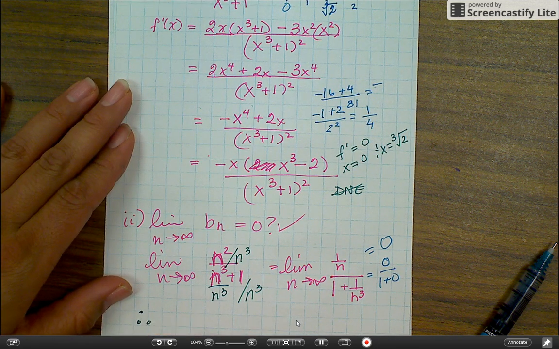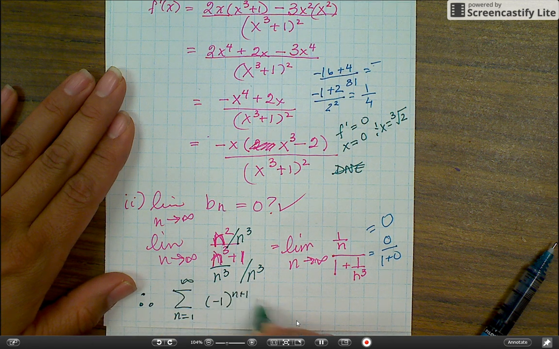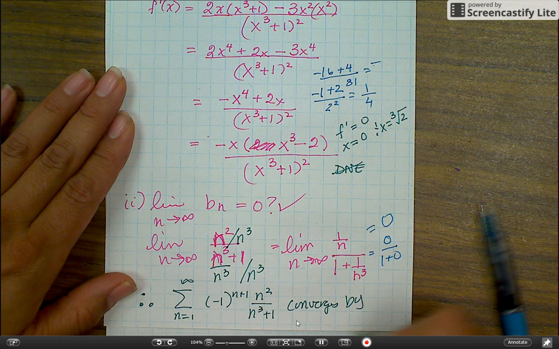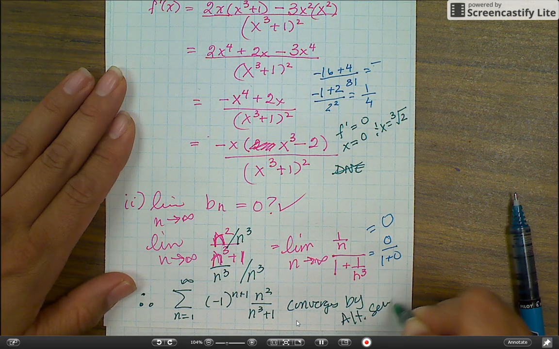So therefore, this guy, the sum from n equal to 1 to infinity of negative 1 to the n plus 1, n squared over n cubed plus 1, converges by alternating series test.